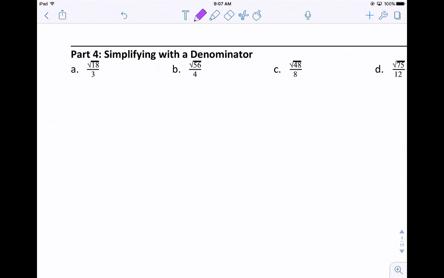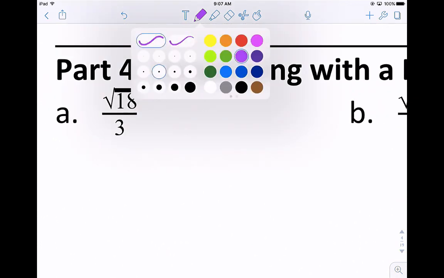Last thing, simplifying with a denominator. If you have again, ignore the bottom at first.